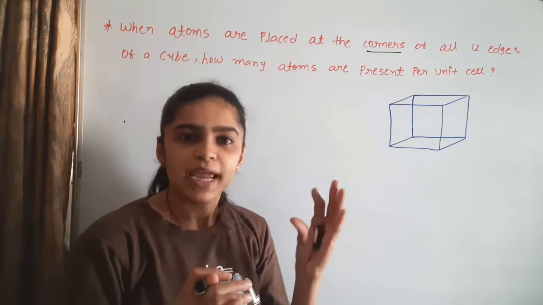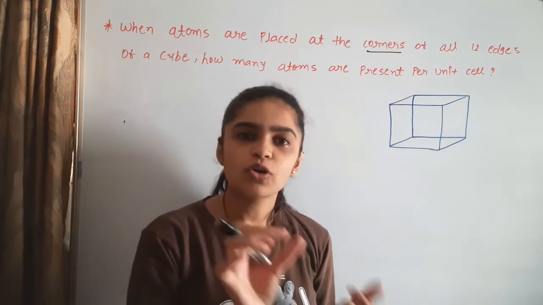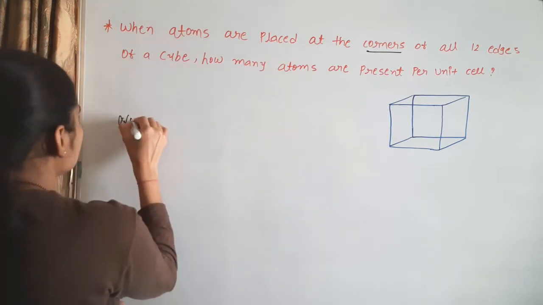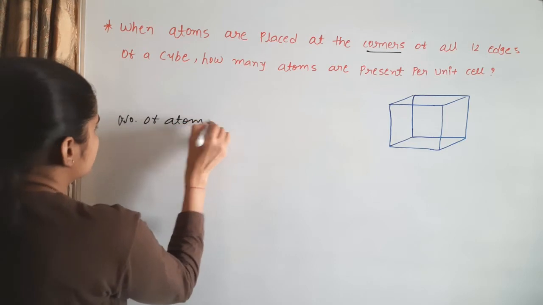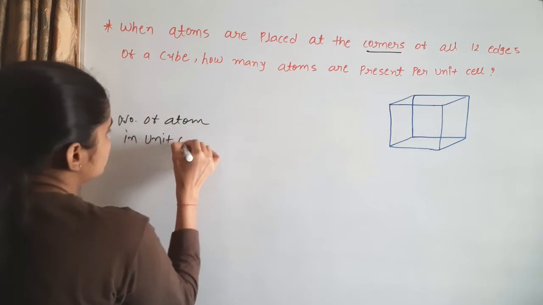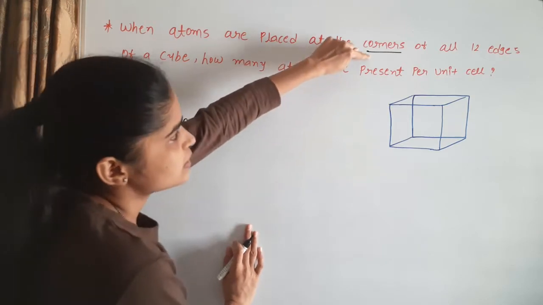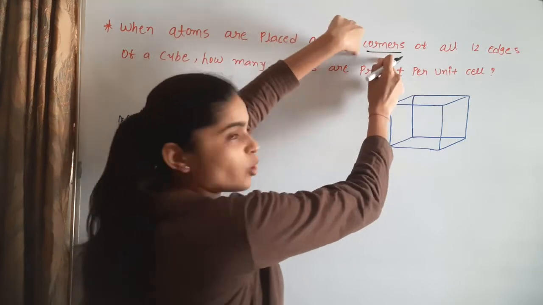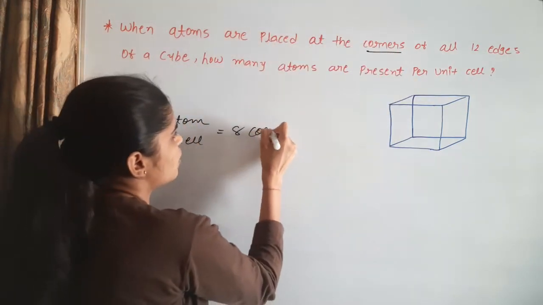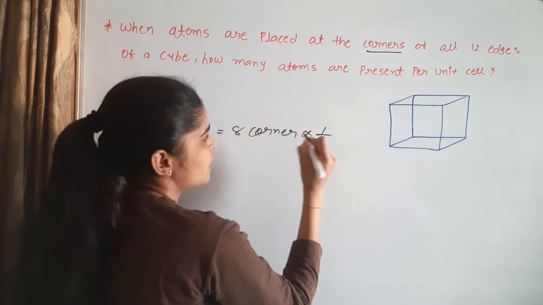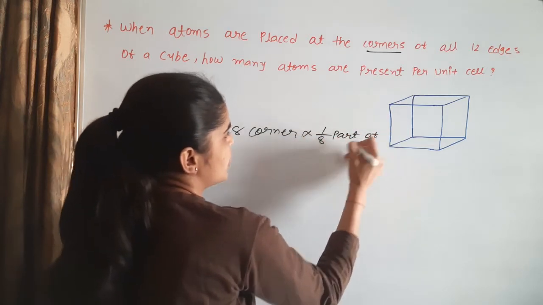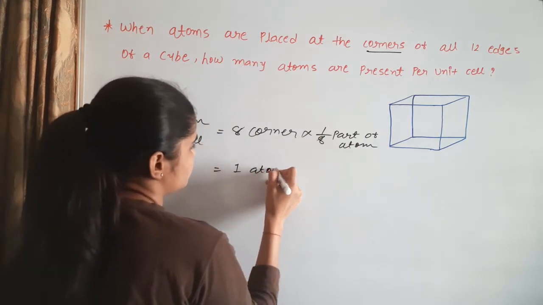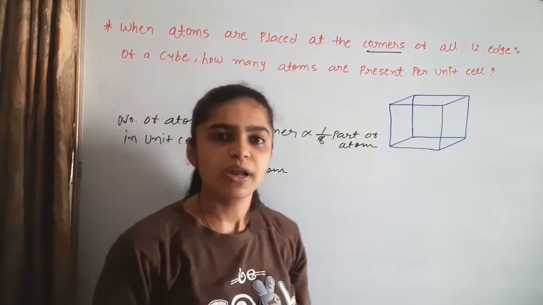We know that 8 corners are present and 1 atom on the corner contributes 1/8 part of this unit cell. That way, the number of atoms in this unit cell is equal to atoms placed at the corners. This is a confusing point, 12 is... We consider corners. 8 corners, and each contributes 1/8 part of the atom. So 8 cancels out and gives the answer 1 atom. That way this answer is 1 atom.